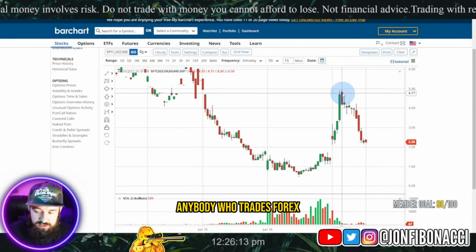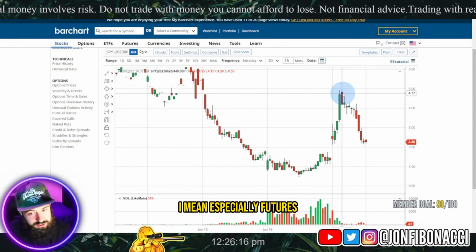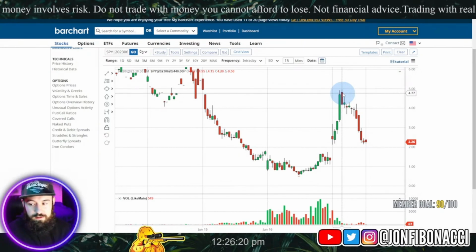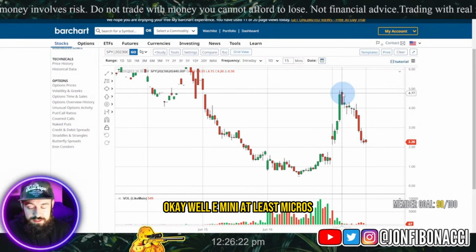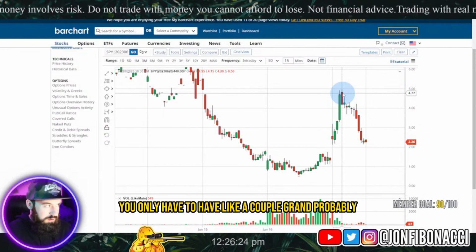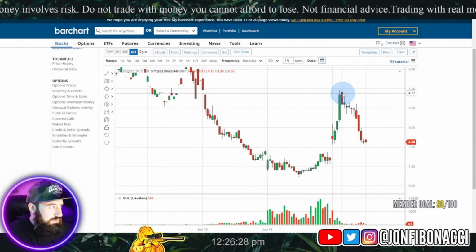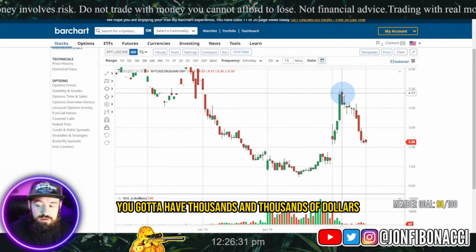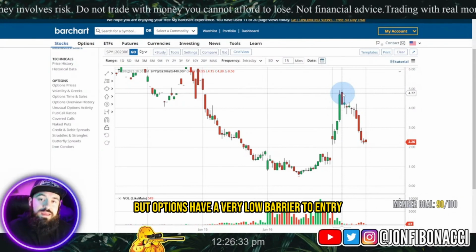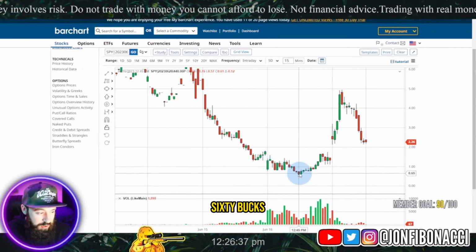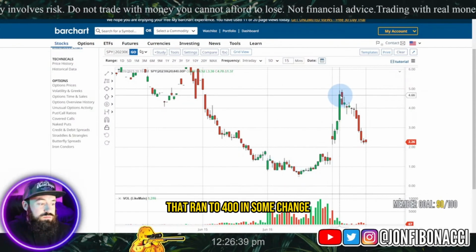Anybody who trades Forex, I mean, especially futures, my God, futures, you gotta have some actual bread. Well, E-mini at least. Micros, you only have to have like a couple grand probably, but E-mini, you gotta have thousands and thousands of dollars. But options have a very low barrier to entry. $100, $60 that ran to 400 and some change.